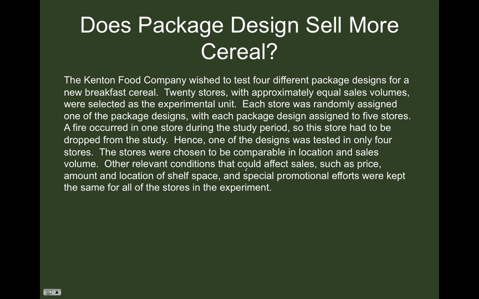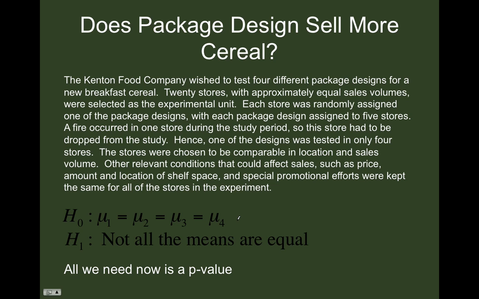And so these variables that we're talking about, price, location, promotional efforts, these are all what we call confounding variables. So in the experimental design, there was an interest in controlling the confounding variables, which is good, of course. So the hypothesis here is that all of the mean sales amounts are the same, and the alternate is that they're not all the same, or they're not all equal.